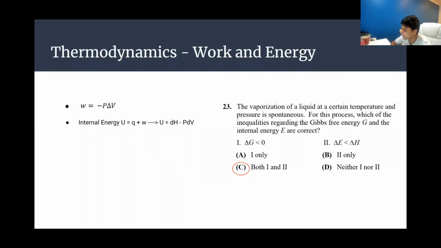Whereas the second one's a little bit harder. So using that equation over here, vaporization is an endothermic process, so this thing is positive. And also in vaporization, you release gas molecules into the air, so you have more gas molecules and a higher volume increase. So this thing becomes negative. Mathematically, you can deduce that delta E is less than delta H, because this thing is negative. So C is the answer.